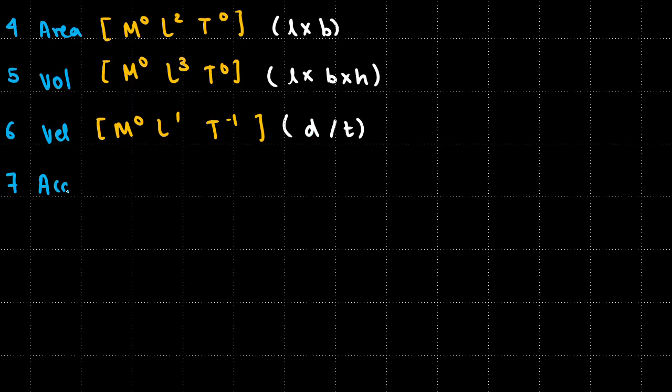The next one we're going to talk about is acceleration. The dimensional formula of acceleration is M0 L1 T minus 2, and the most common formula that you will find of it is velocity upon time. We already know the dimension of velocity, so if we divide by time again we get T minus 2, from T minus 1 to T minus 2, because we have divided by time once more. The next one is number 8, which is force.